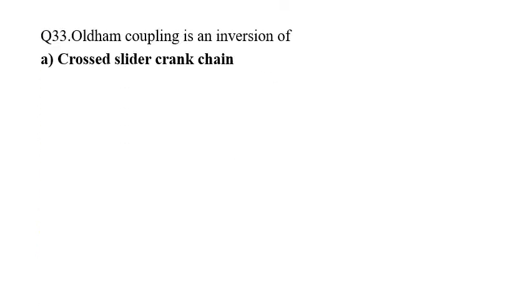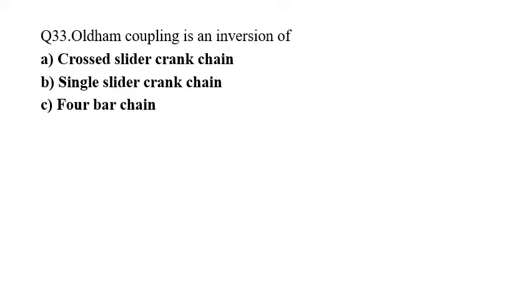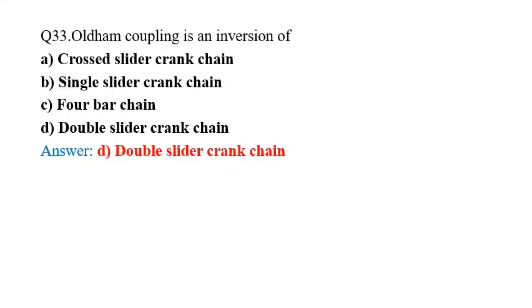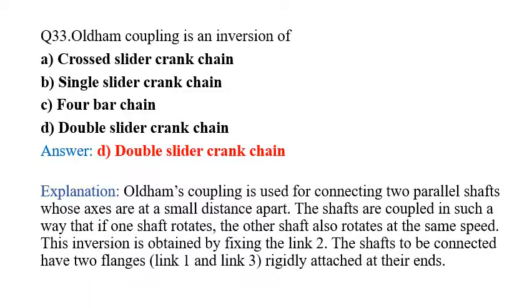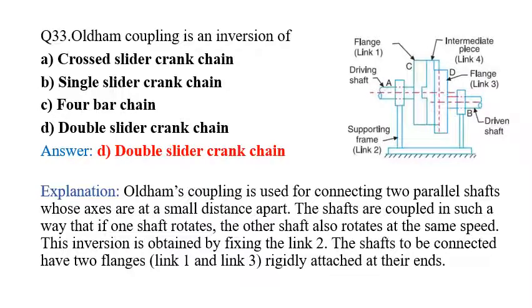Question number 33. Oldham's coupling is an inversion of A crossed slider crank chain, B single slider crank chain, C 4-bar chain, D double slider crank chain, and the answer is double slider crank chain. Why? Oldham's coupling has a flange link 1 and a flange link 3. In between there is an intermediate piece, link 4, which is rotating as well as sliding. So it is a double slider crank chain mechanism.